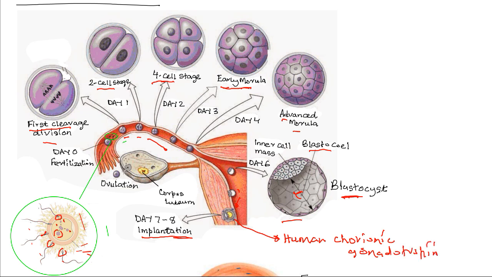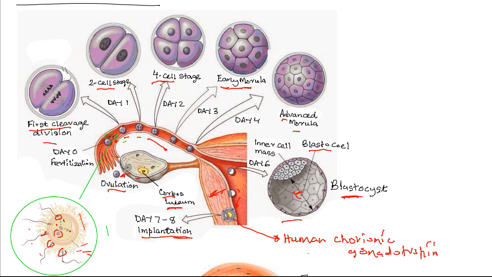The human chorionic gonadotropin has the following functions. One, it prevents the regression of the corpus luteum. This corpus luteum is the remains of the follicle after ovulation. Once the ovum has been released during ovulation, it enters the fallopian tube where fertilization takes place. Now, the remains of the follicle, the Graafian follicle, is transformed into the corpus luteum. One function of the corpus luteum is secretion of progesterone, which helps to maintain the wall of the uterus.